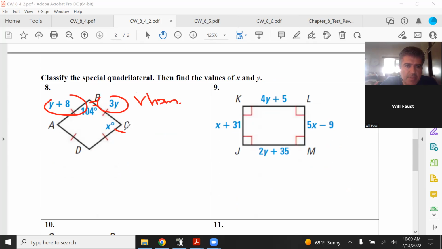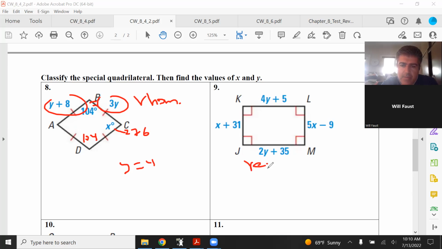And x is going to be 76, because that's 104. And then obviously you have 208 for those added up. You have 152 left over. Got to split that, get 76. These equal each other. Y should be 4.